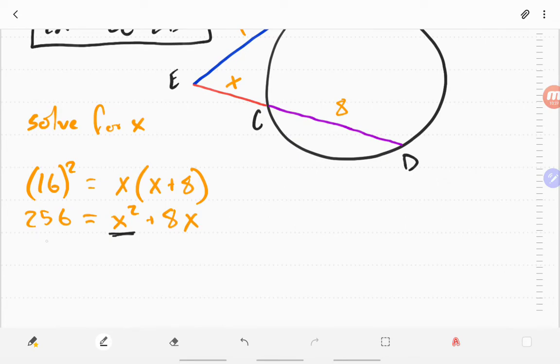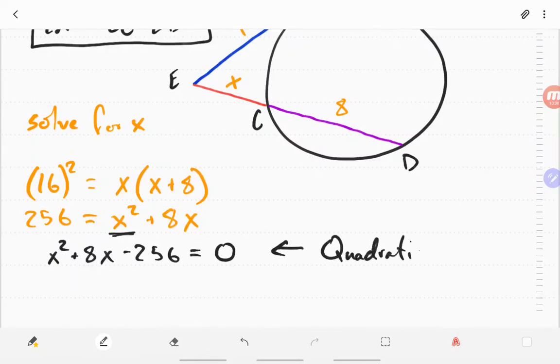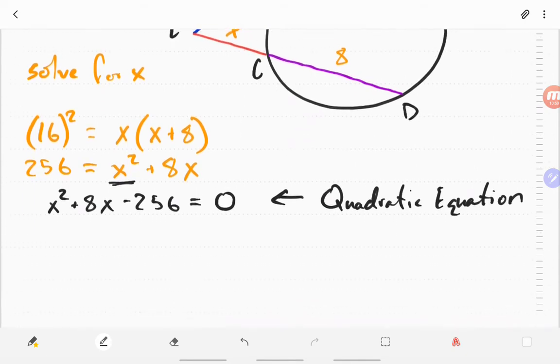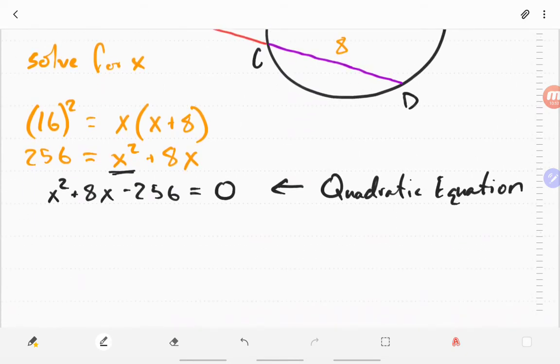Okay, so I'm going to subtract 256 over to this side, and that gives me x squared plus 8x minus 256 is equal to 0. This is a quadratic equation, which you guys have seen and dealt with before. You would have learned about these in algebra, and we've dealt with them a little bit in geometry, but not that much. And when you have a quadratic equation that is not necessarily factorable, what we need to do is utilize our quadratic formula.